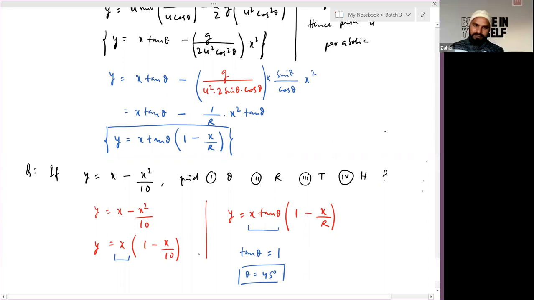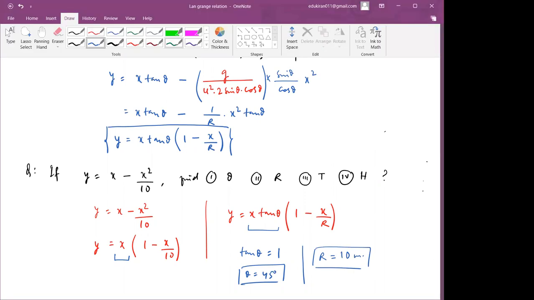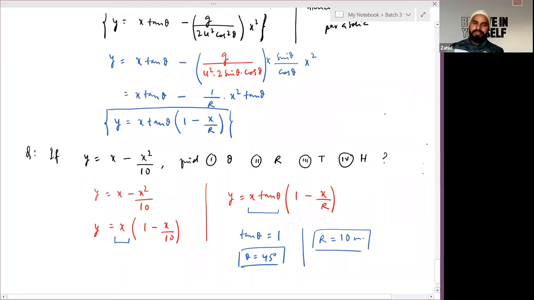Similarly, you may define it as we have x divided by 10 in this bracket, and in this part we have x divided by r. So on comparing, you will say r is equal to 10 meters. Abhinav, is it clear? Yes, sir.